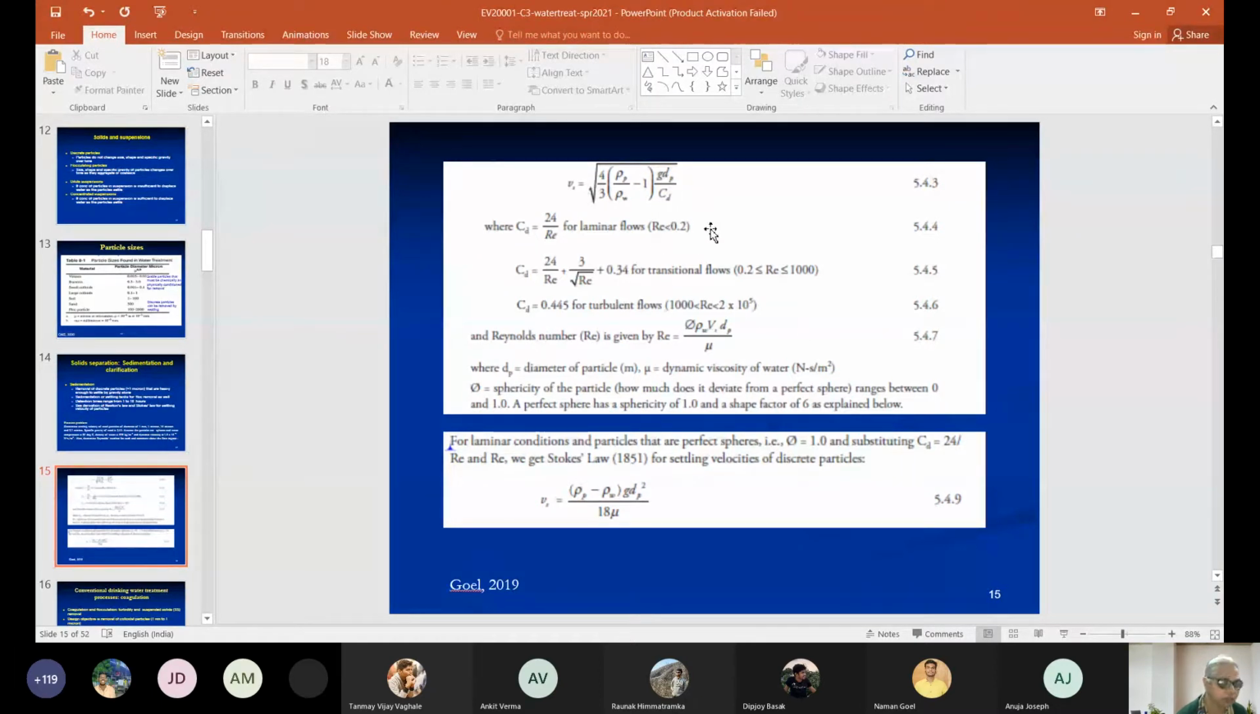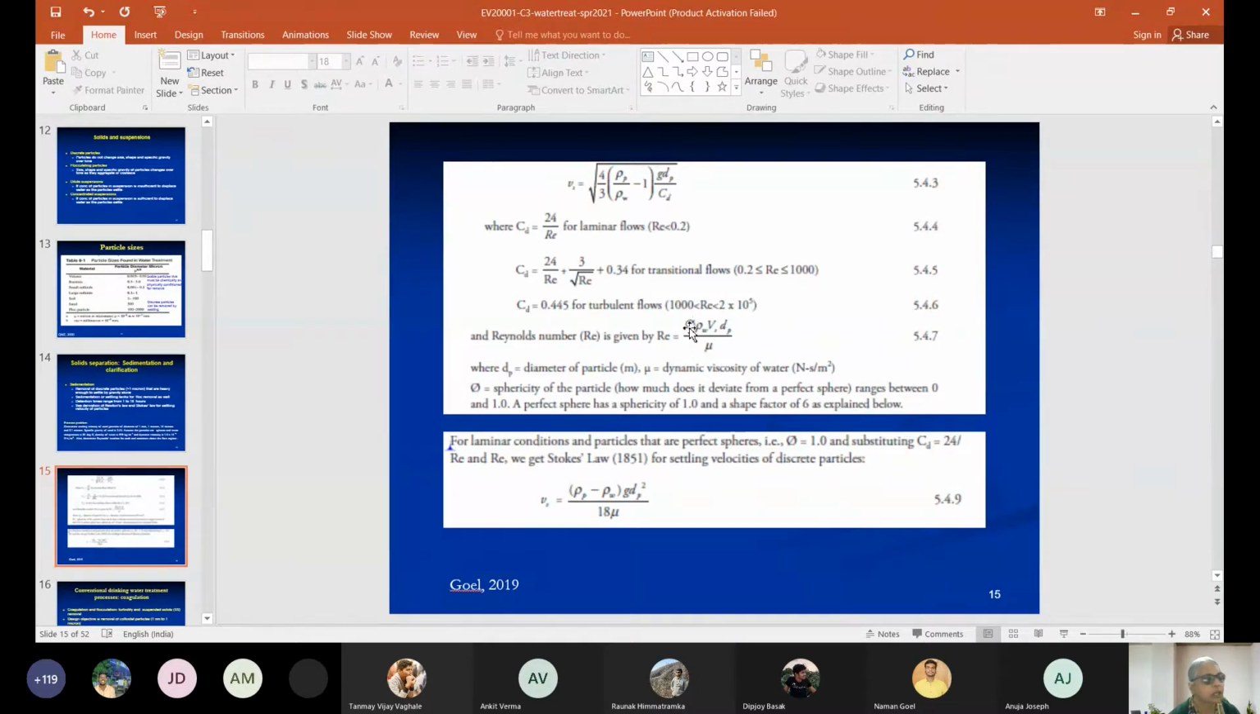So you can see we can also, I need to mention over here, some textbooks say Reynolds number less than 1. Other textbooks use Reynolds number less than 0.2. Either way, it's not a big difference. Anything less than 1 or 0.2 is considered laminar. What about the range in between? In the middle, we have transitional flow, and Cd is equal to 24 by Re plus 3 by root Re plus 0.34. And you know that Reynolds number is the ratio of inertial forces to viscous forces.